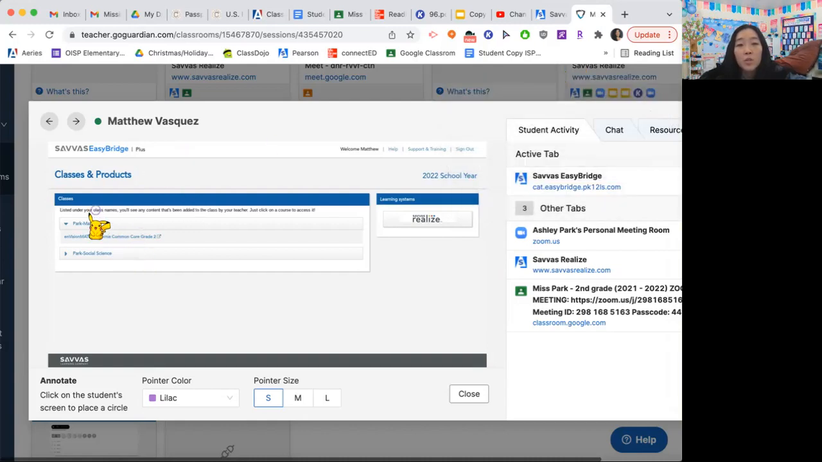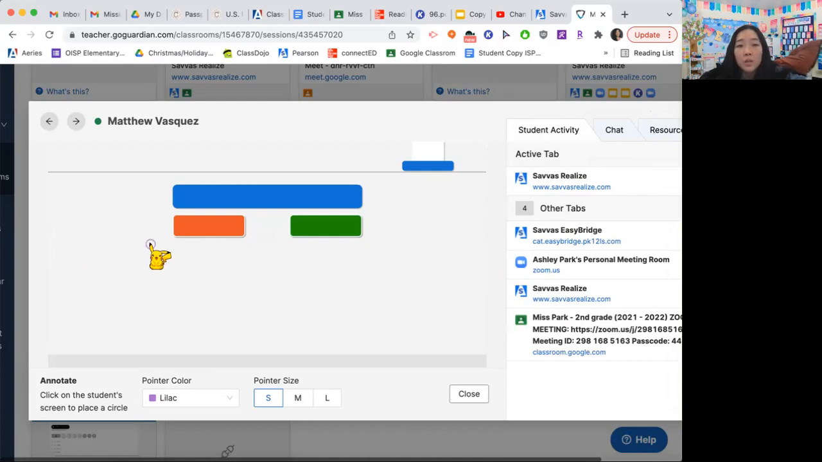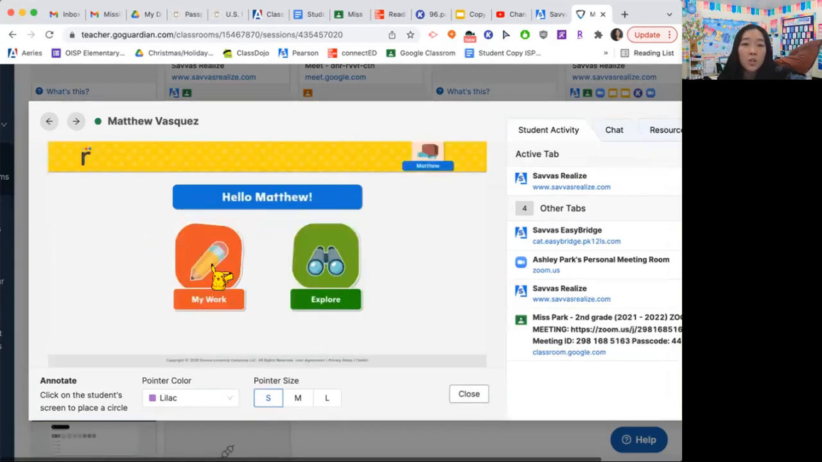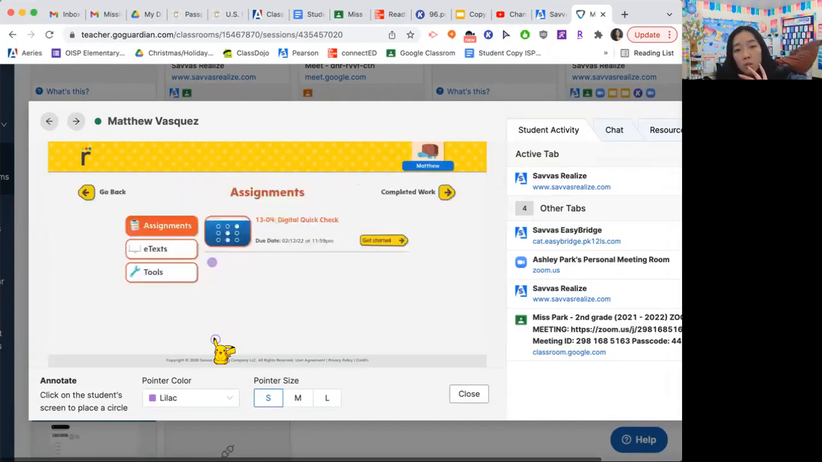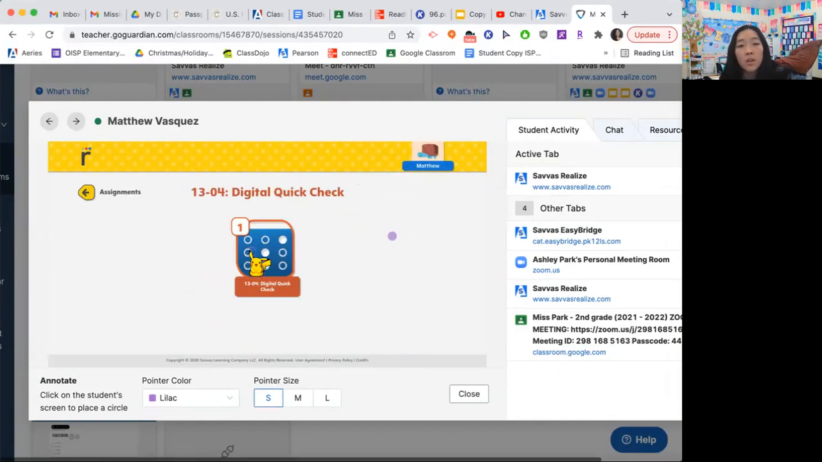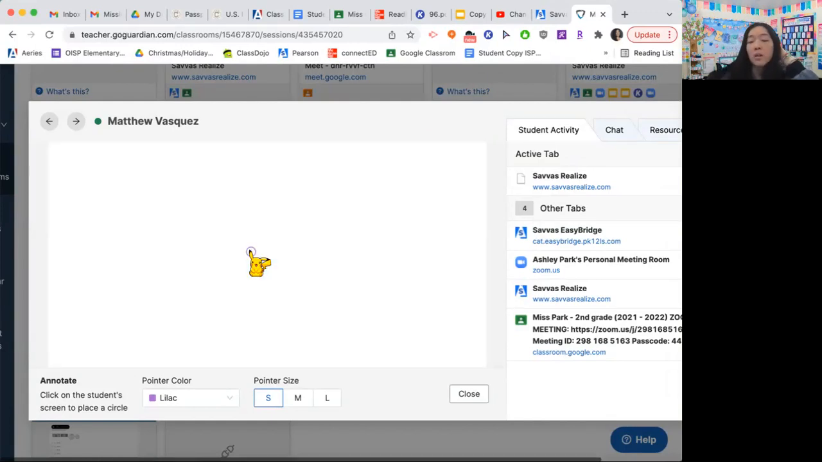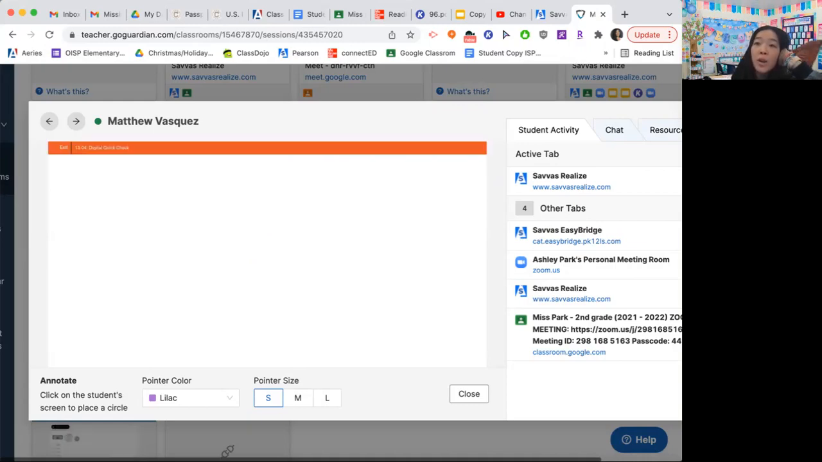Okay, Matthew, you need to click where it says, okay, there we go. What you're going to do is click on My Work, the pencil. Click on the pencil. And then click Get Started and take that digital quick check right now. Click on it again, click on the blue box. And then go ahead and take your test. Once you take your digital quick check, you are free to go. I'll see you guys at 12 o'clock, so right after lunch.